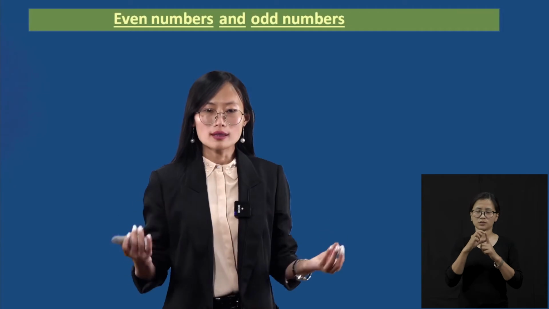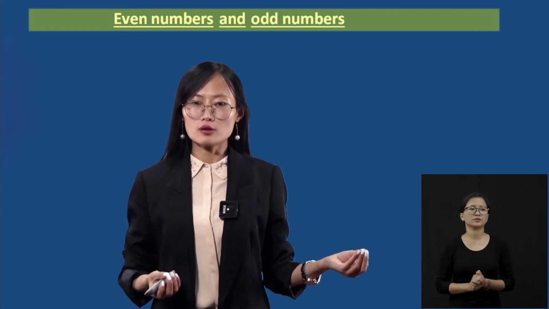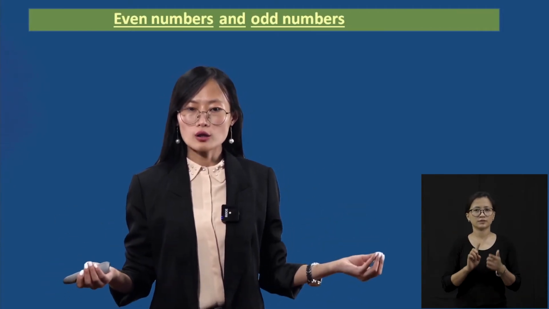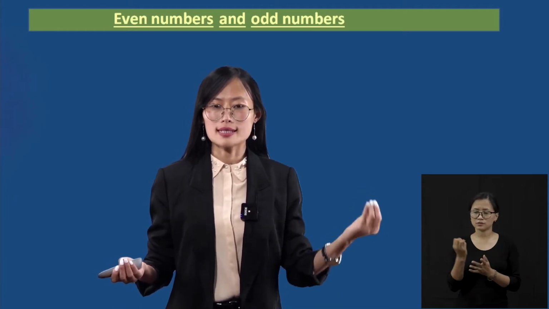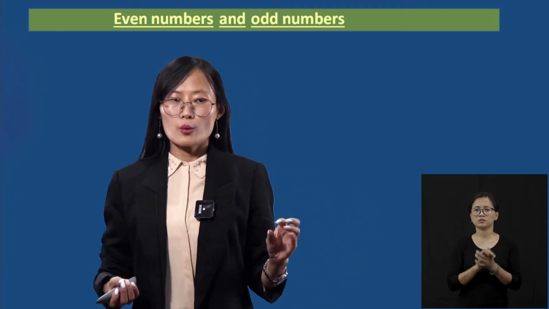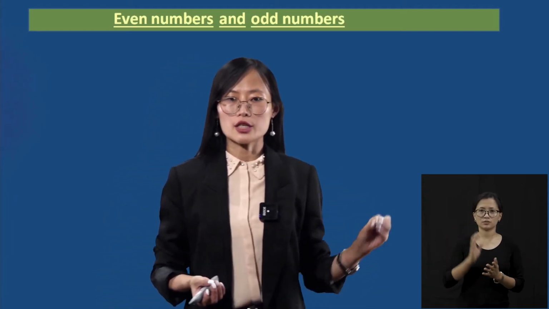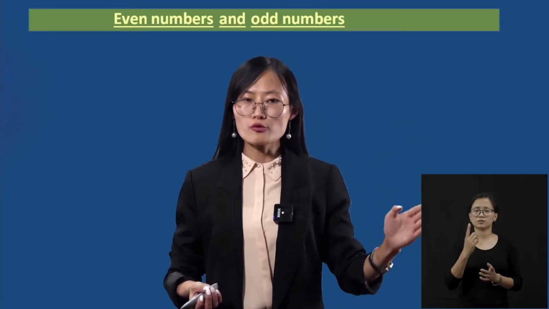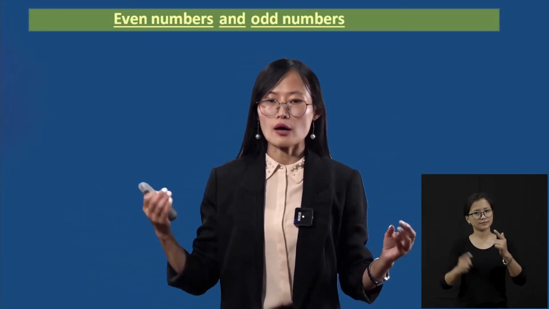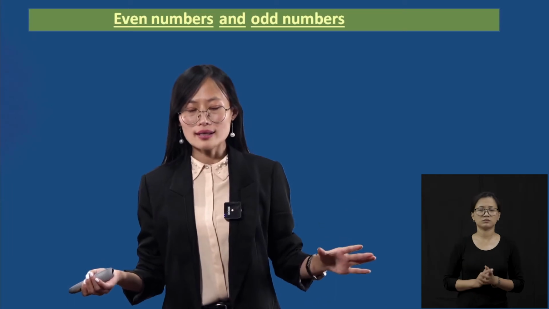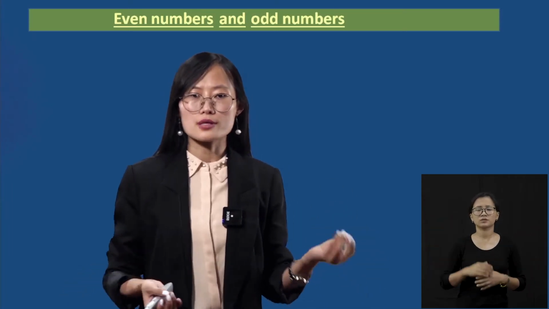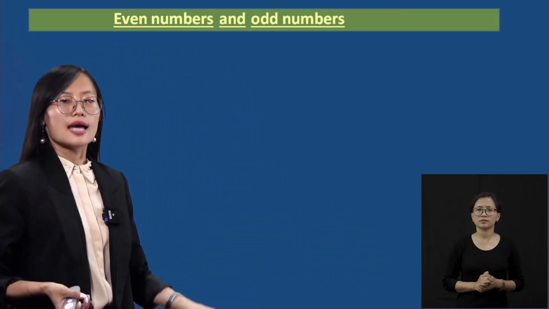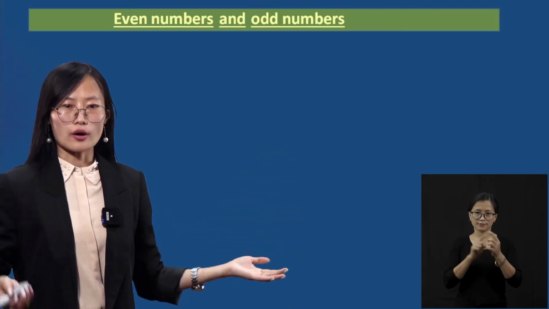So today we will learn about even numbers and odd numbers. A whole number can be even or an odd number. When I mention whole number, it starts from 0. When I say natural number, it starts from 1 to infinite, but when it comes to whole numbers, it starts from 0. So a whole number can be either an even number or an odd number.